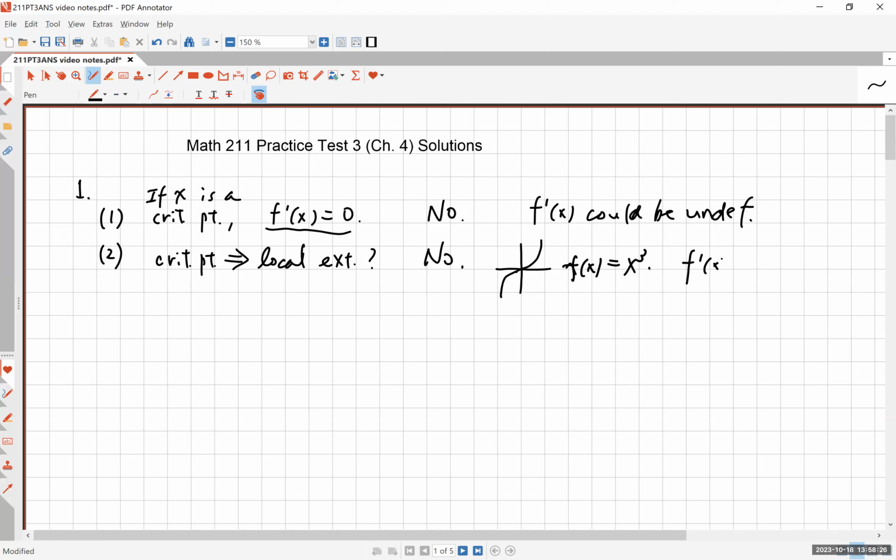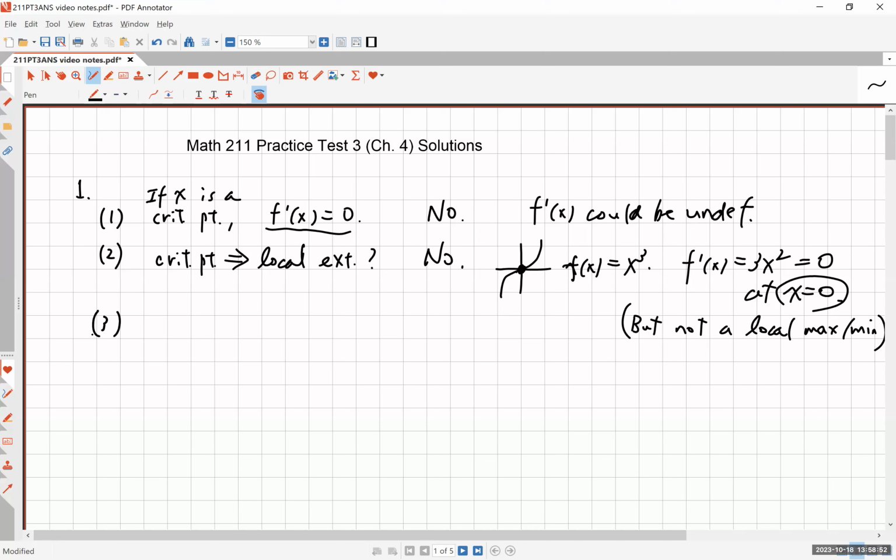The derivative is 3x squared, which is 0 at x equal to 0. So in other words, this point, when x is equal to 0, the point (0, 0), is a critical point, but not a local maximum or minimum. And you can easily see that is true from the graph.